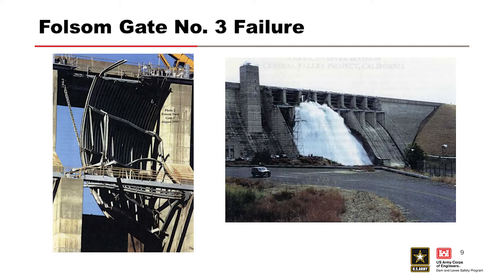Probably the most famous radial gate failure in this country, because it is the only one that we know of that failed during operating conditions, was at Folsom Dam. This happened in 1995. You can see the breach discharge there on the right, and then the aftermath of the water drop below the crest. You can see the mangled, buckled mess of the radial gate after that failure.